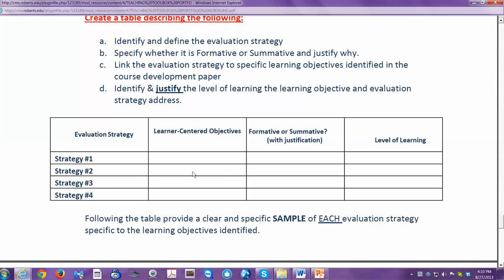Remember, this is your measurement section, so there has to be some kind of paper example of what your measurement strategy is. It could be a grading rubric, could be a quiz, it could be a description of how you would evaluate class discussions and student learning in the class discussion. It could be a paper the student writes, whatever. You would identify whether it was formative or summative and relate it to the learner-centered objectives that you identified.